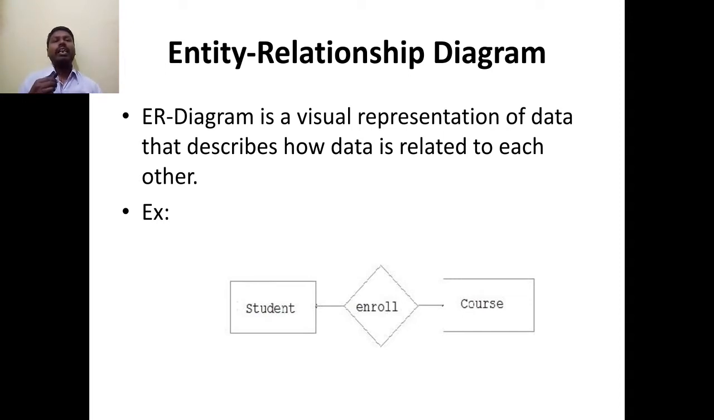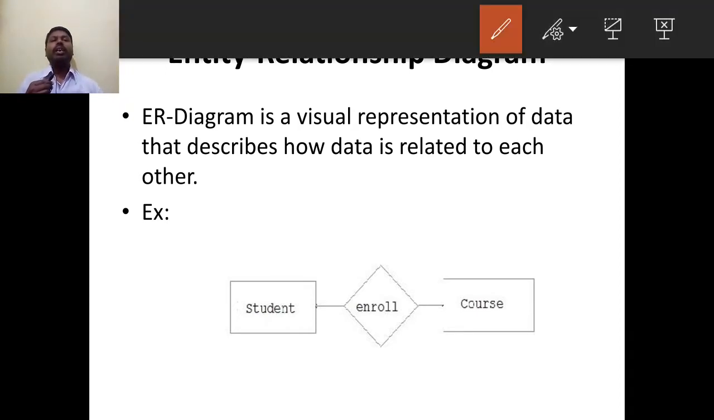First, the entity relationship diagram. What is an entity relationship diagram? An ER diagram is a visual representation, which means a diagrammatic visual representation of data that describes how data is related to each other. So what does it describe? It describes how data is related to each other.